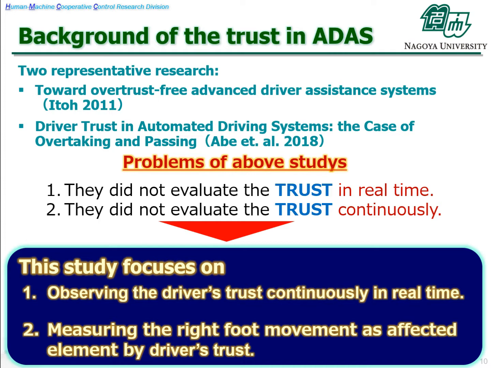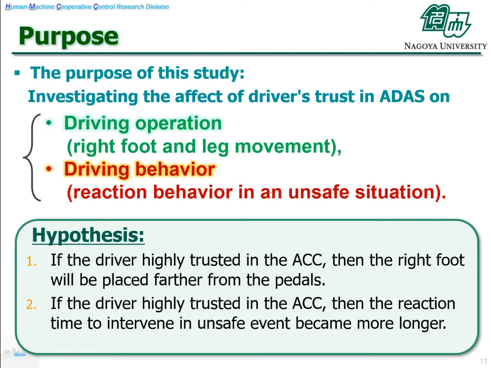Therefore, in our experiment, we focus on observing the driver's trust continuously in real time. Meanwhile, we assume the right foot movement can represent the trust states of the driver when he is using the ACC. So, observing the right foot movement as an element affected by driver's trust is another point. In this study, we investigate the effect of the driver's trust in ADAS on the driving operation and the driving behaviors. So, there are two hypotheses proposed in this experiment. The first one is, if the driver highly trusts the ACC, then the right foot will be placed farther from the pedals. The second one is, if the driver highly trusts the ACC, then the reaction time to intervene in unsafe events becomes longer.